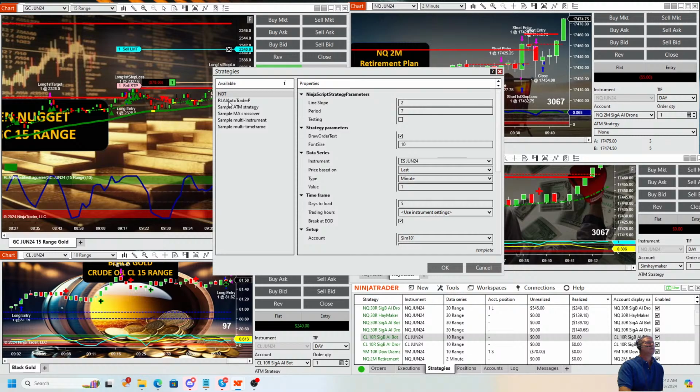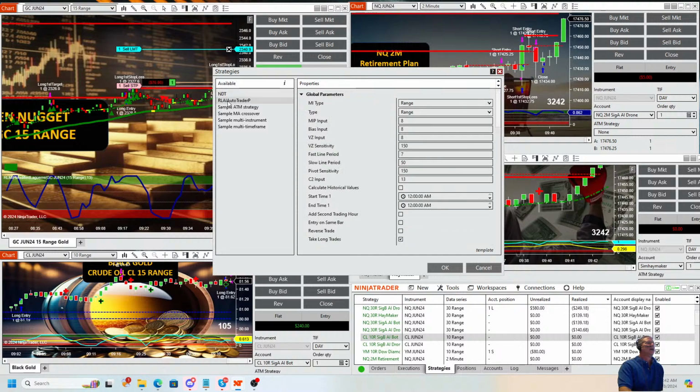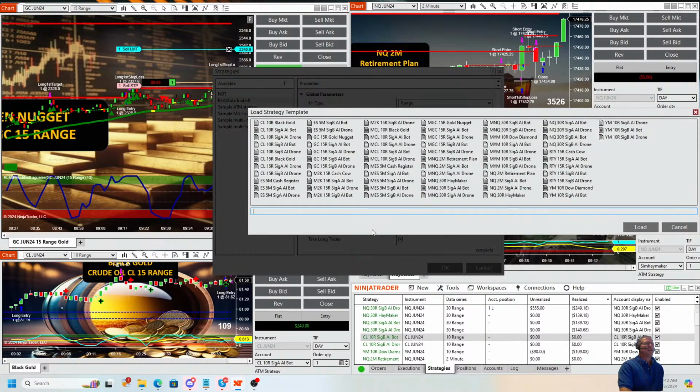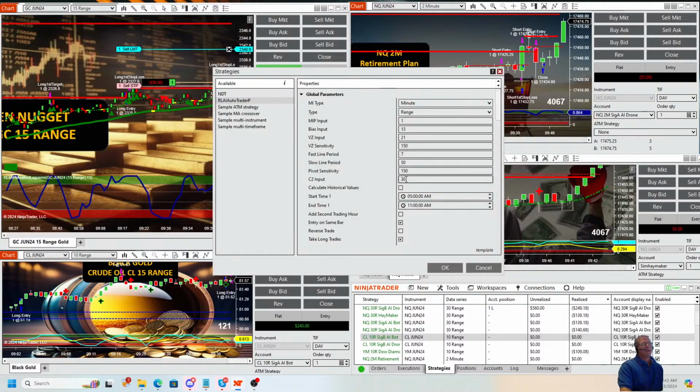And under my available list, I'm going to select the AI Auto Trader P. I'm going to take a template and load it, and I'm going to look for the gold signal B. The one that's on top is the drone. I always go with the one that's making the most money.